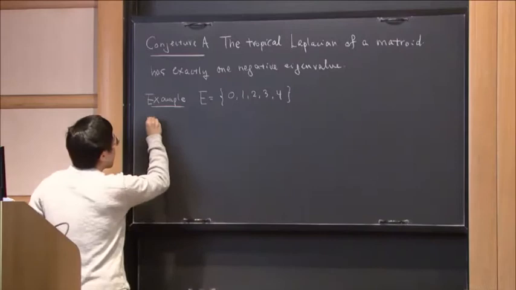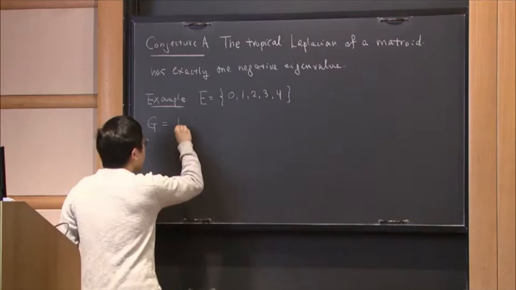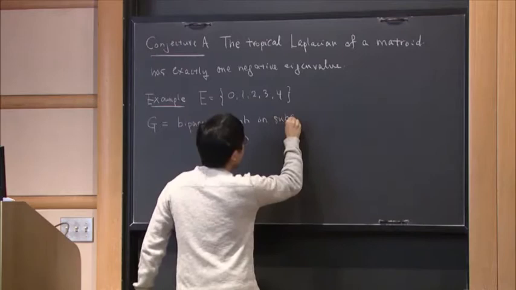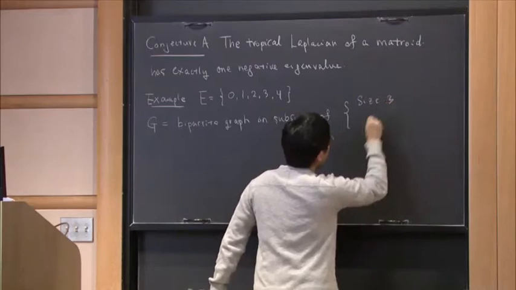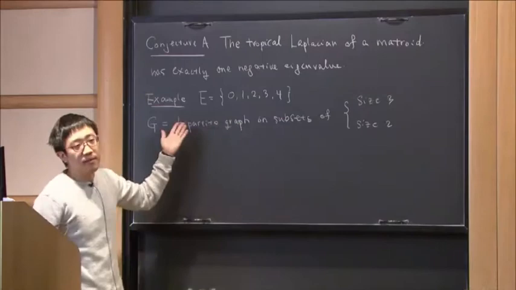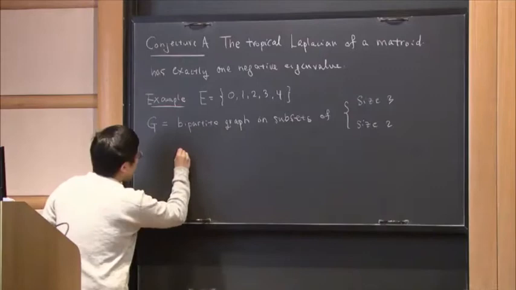And let's consider the graph G, which is a bipartite graph on subsets of E, having size 3 and size 2. And they are connected by an edge whenever one is contained in the other. So there are 10 plus 10 vertices of this bipartite graph, and there are a lot of edges between them. And this graph is highly uniform.